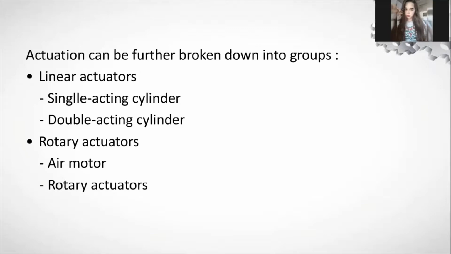A linear actuator contains a single acting cylinder, which is a reciprocating engine, a cylinder in which working fluid acts on one side of the piston only, while a double acting cylinder is used where external force is not available to retract the piston, or it can be used when high force is required in both directions.